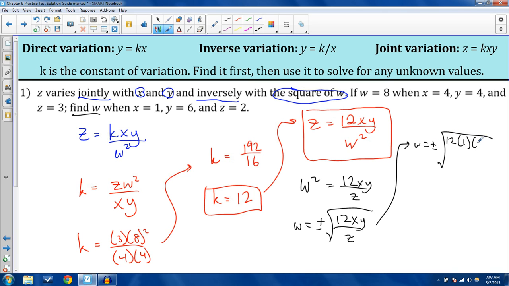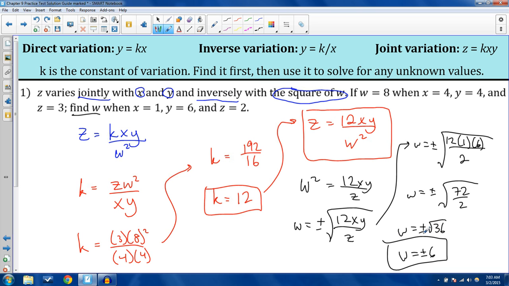So X is 1, Y is 6, and Z is 2. 12 times 6 is 72, all over 2. It's plus or minus square root of 36. And that is plus or minus 6. So there's your value for W there. Okay. And that's direct inverse joint variation. There's K is the constant, etc.